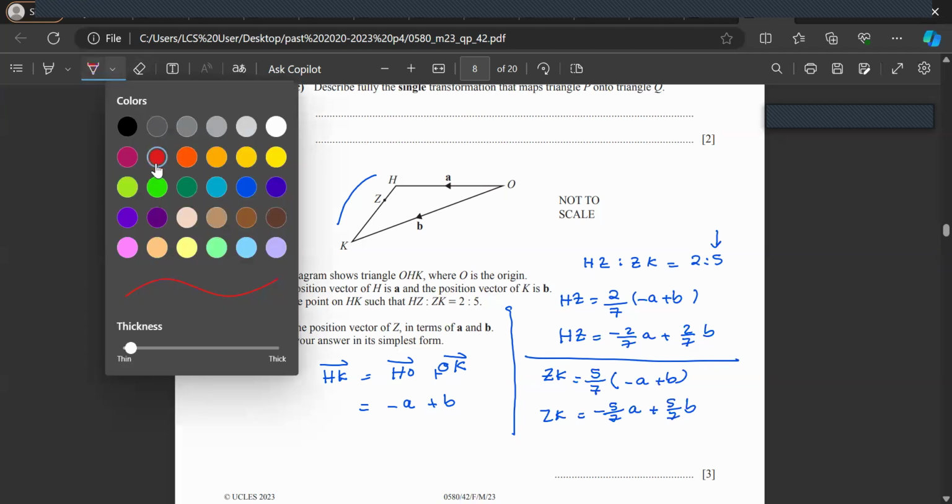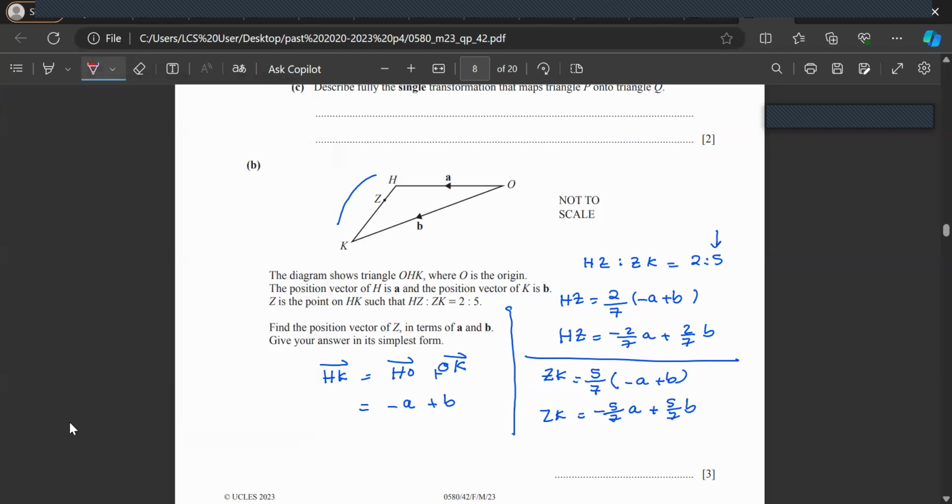So I have to do this every time? Yes, whenever you have a ratio, do it like this first, okay? What is required? The position vector of Z. So what is the meaning of position vector of Z? It means OZ.